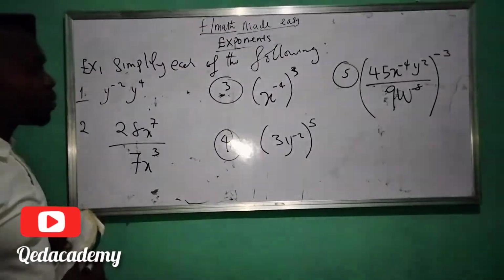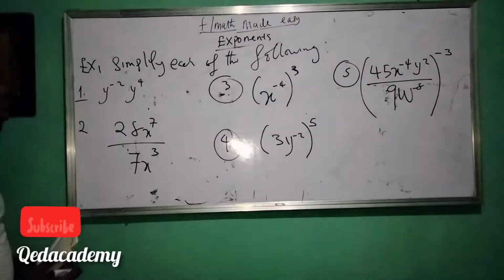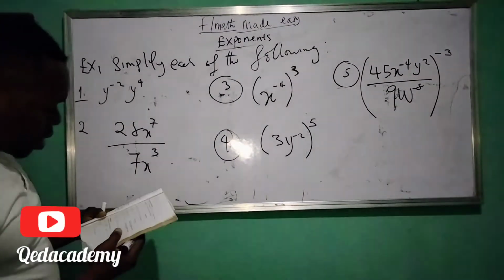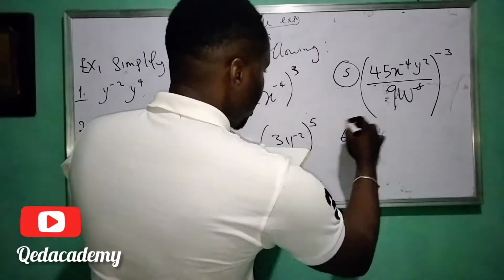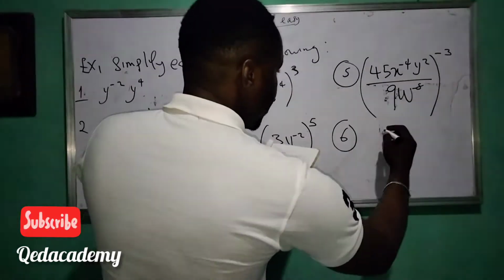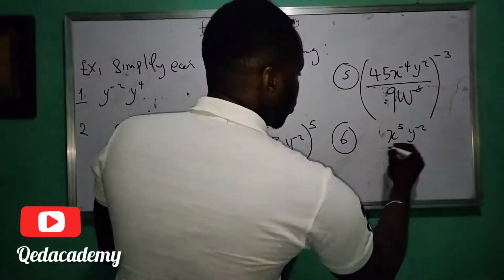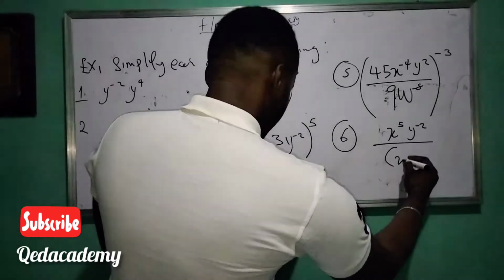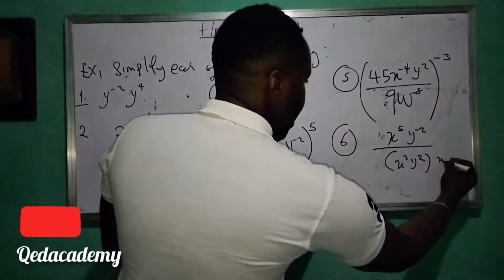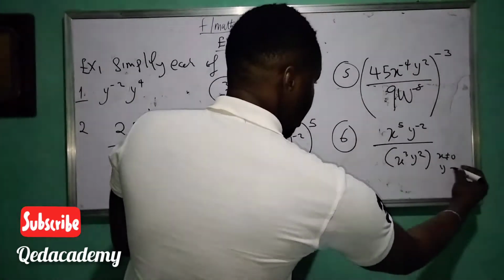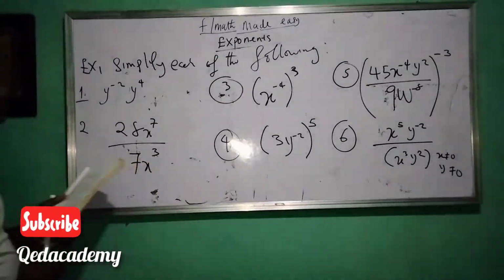So if you have your writing materials with you, kindly write down these examples somewhere. I'm going to call them out again so you get it correctly. We still have one last example here: x raised to the power 5 y raised to the power minus 2, all over, in brackets, x raised to the power 3 y raised to the power 2, provided x is not equal to 0 and y is not equal to 0. That should apply to w also.